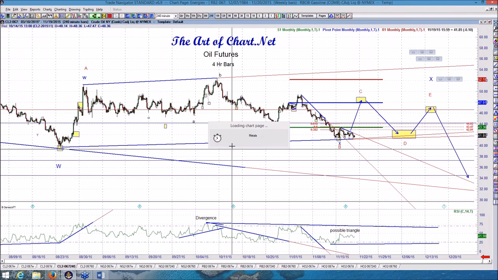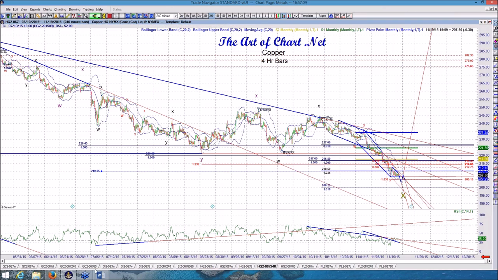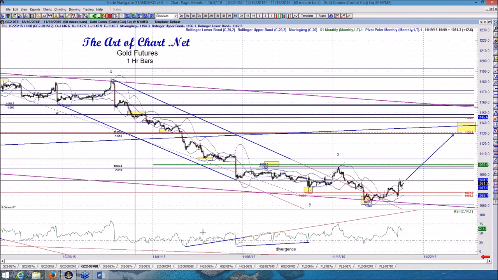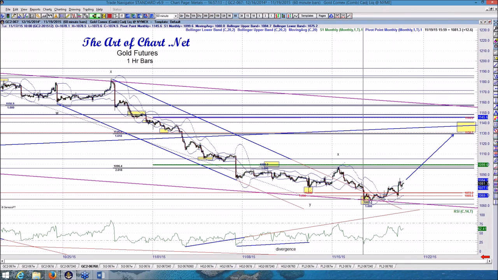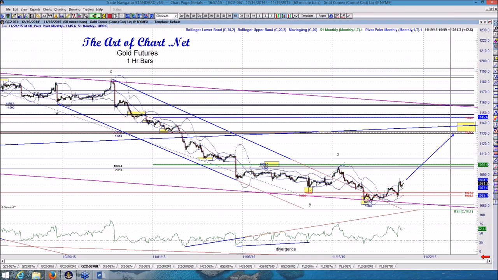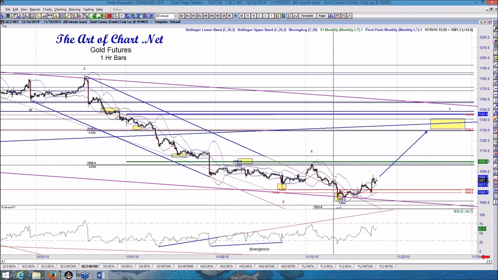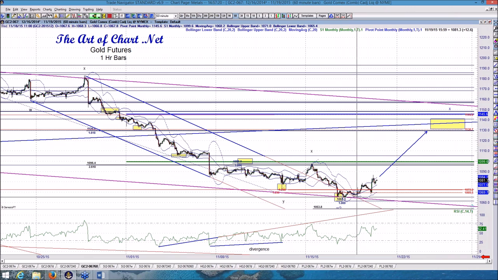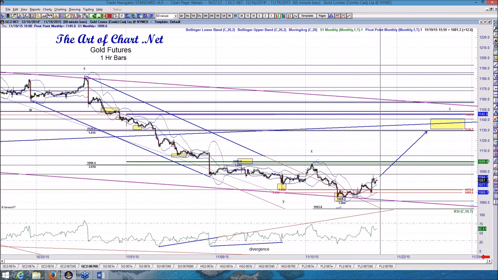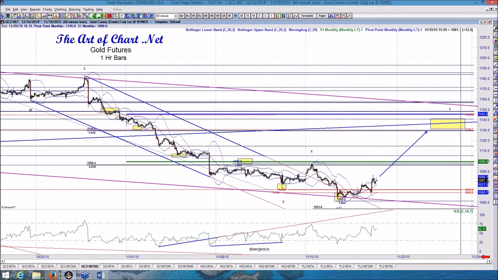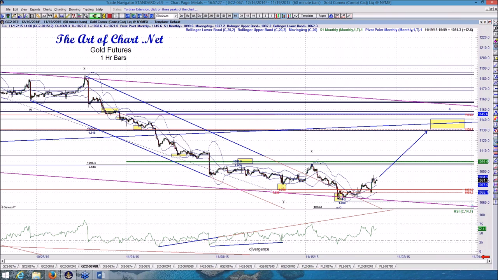Let's move on to, I forgot to do the dollar. I'll run through the dollar in a minute, but I'll do gold real quick. Not copper. Let's do gold. Okay, last night I posted that we are heading higher in gold, and I'm looking for something up into the 1130 area. So what do we have from the bottom here?